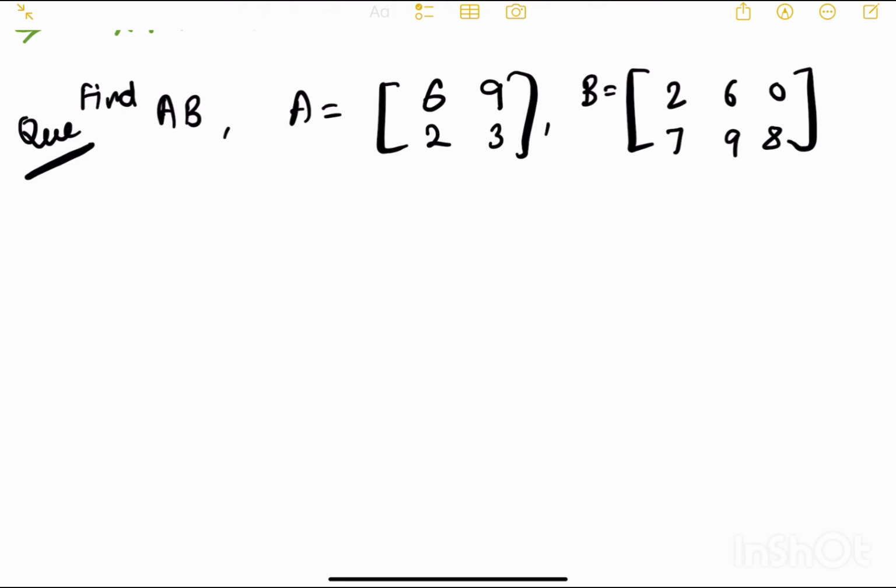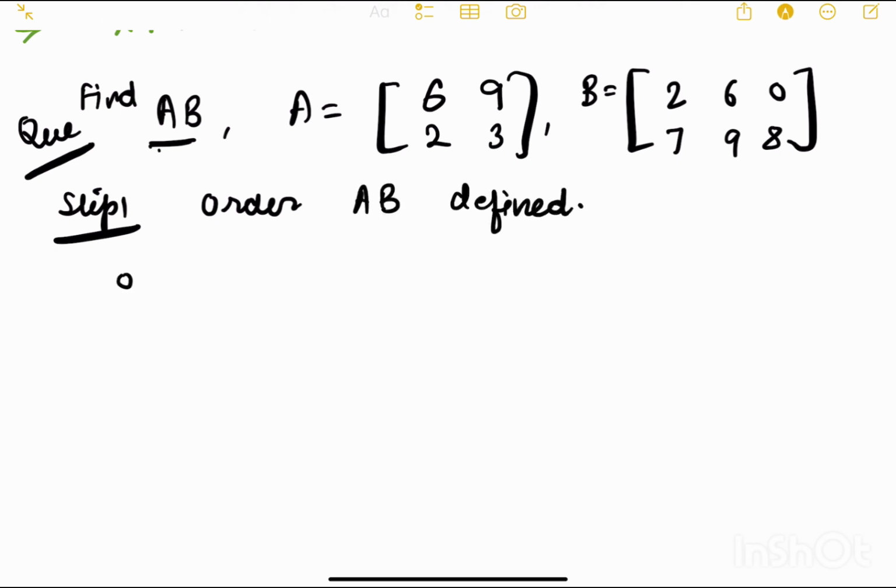Yeah, so this is my next question where we have to find the product AB and these two are the given matrices. Okay, so step one is to check whether the order is defined in such a way that my AB is defined or not, right? So what is the order of the A matrix? Can you tell me? It is 2 cross 2, right? And the order of my B matrix will be what? It has 2 rows and 3 columns.